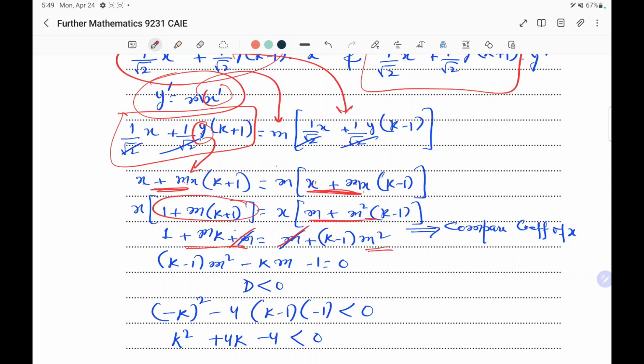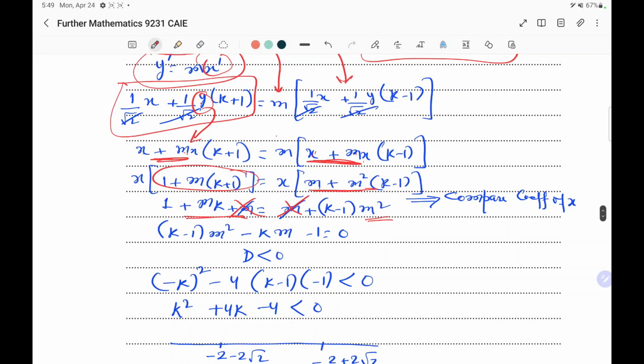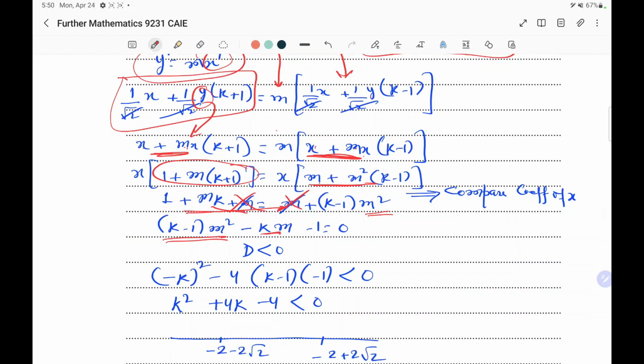So m and m you can cancel. You will get k minus 1 m square. Take mk to the right side, which is minus mk or minus km, and 1 to the right side, minus 1.